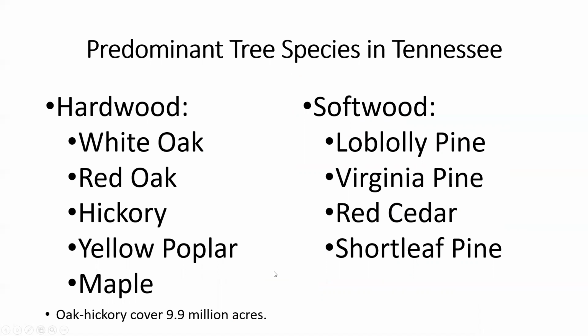Now, we also have some softwood like the loblolly pine, Virginia pine, some red cedars, and some of the shortleaf pine. That is, I wouldn't say controlled, but managed mainly by a lot of the paper mill companies or the pulpwood industry. And again, with the hardwood, that's going to be made into timbers, cross ties, those type of products.